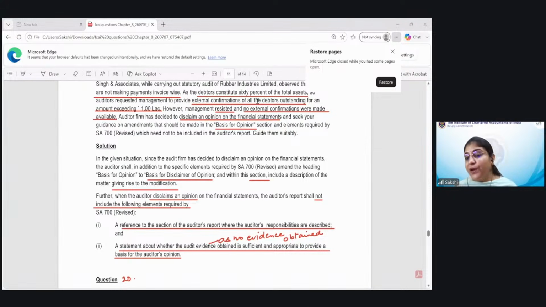Jaspreet, not to give reference because you did not do it. How can you sign on any report and say that we have obtained sufficient and appropriate audit evidence when you haven't obtained any evidence? You are giving a disclaimer.